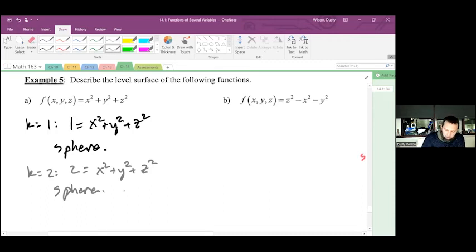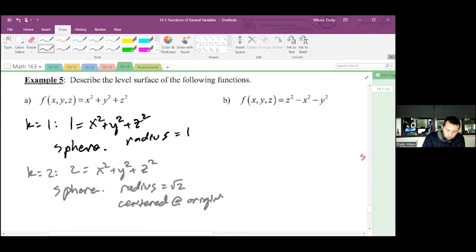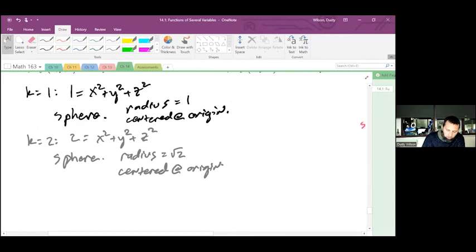Well, the second sphere has a radius of square root of 2, and it's centered at the origin. The first one has a radius of 1, and it too is centered at the origin. So I'm getting a feel for what's going on. So let's continue on and look at a couple other values.